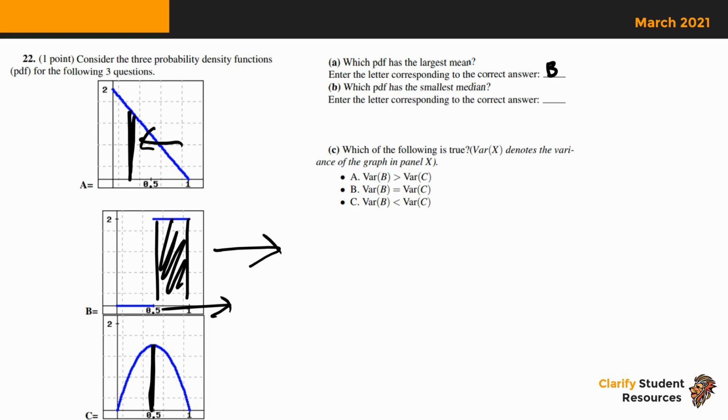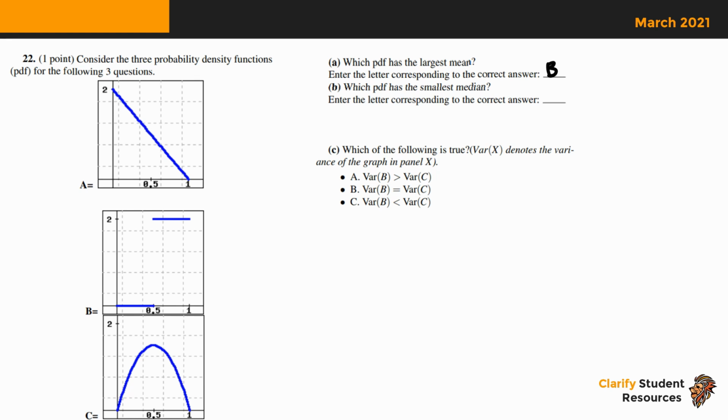Which PDF has the smallest median? Okay, so remember what represents the median? This is the point where half of the area is. So we'll see that half of the area for A is probably over here, where here is half of the area. So the median would be here, the median would be here, and the median would be here. So we can see that this has the smallest median because it's the closest to the left. So that would be A.